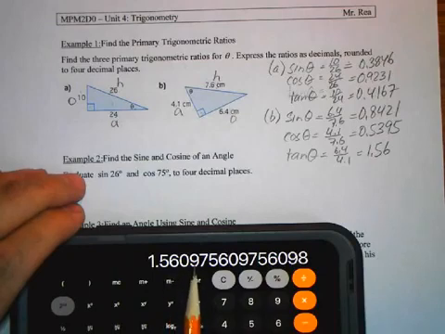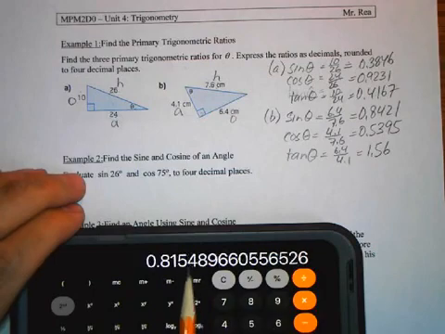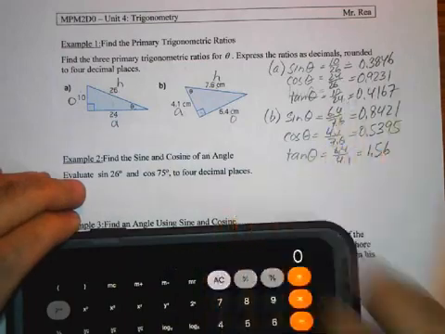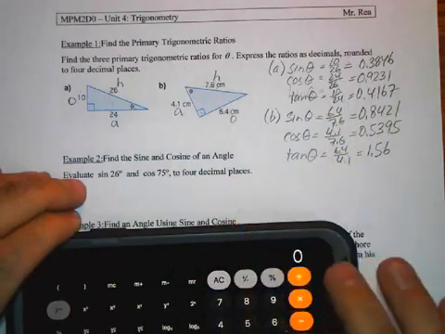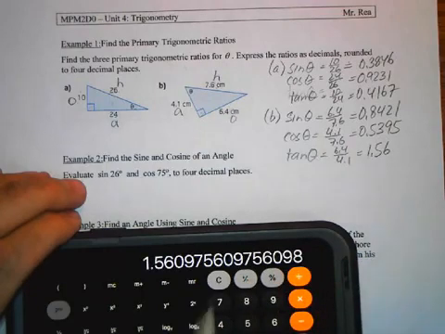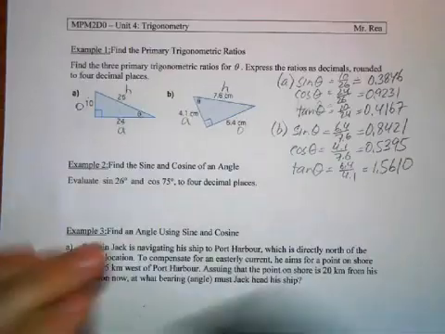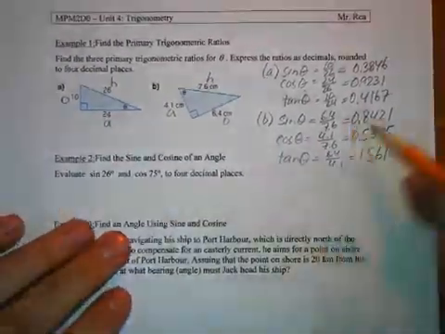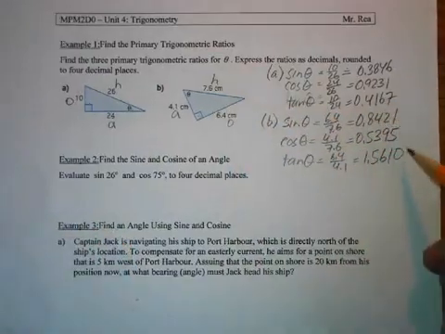So looking at the 9, do I bump that up? Yes, I do, because that's a 7. So that bumps up to a 10 or a 0. Let me do that again. 6.4 divided by 4.1. So that bumps up to 1.5610 because the 9 bumps up. Okay, so there's our 3 trig ratios for triangle B.